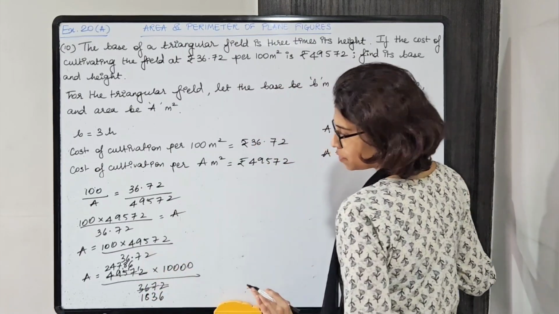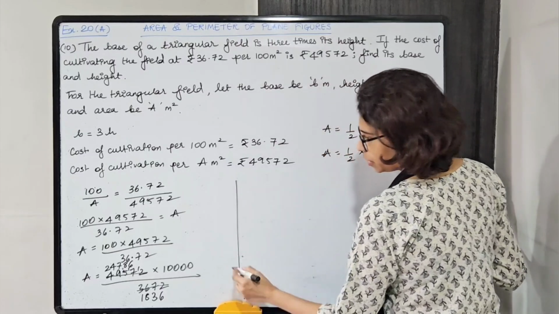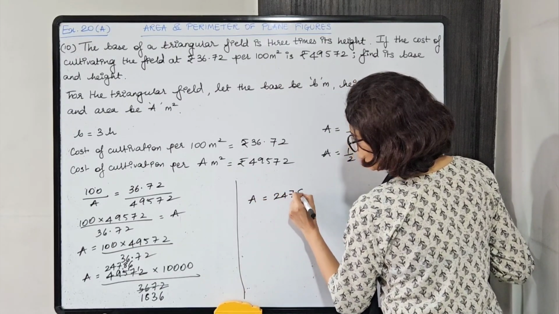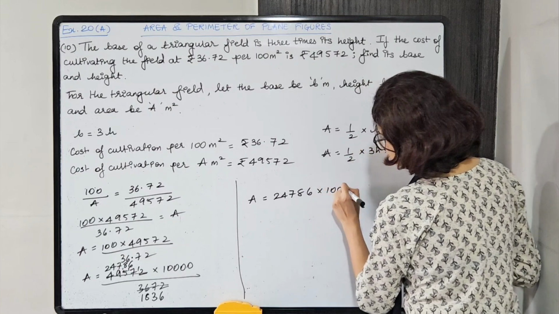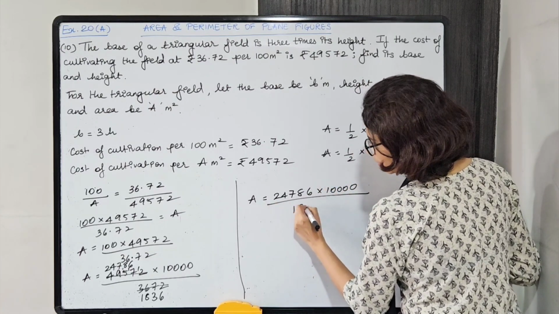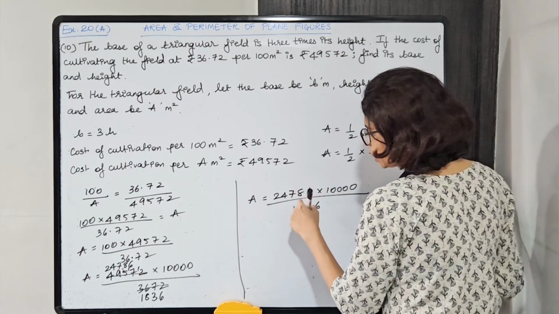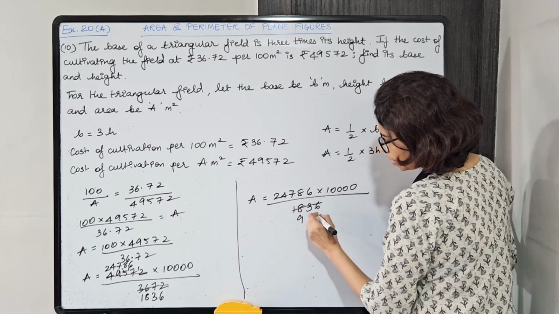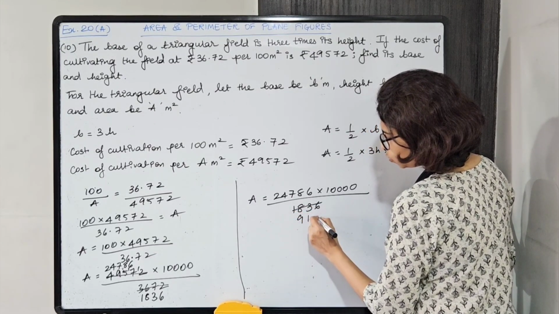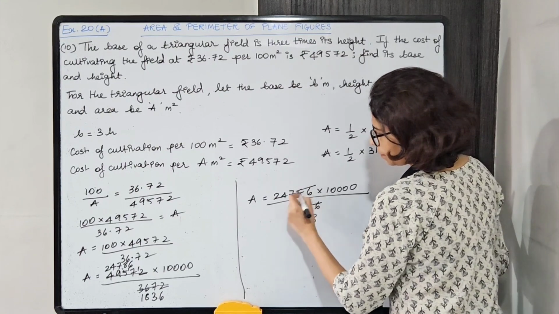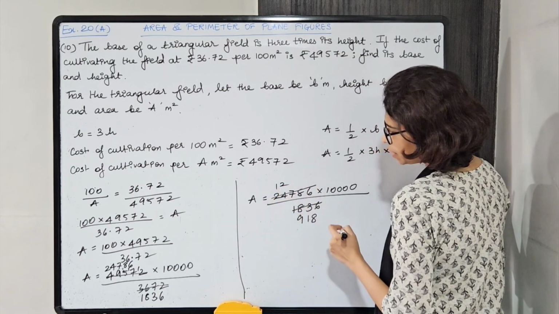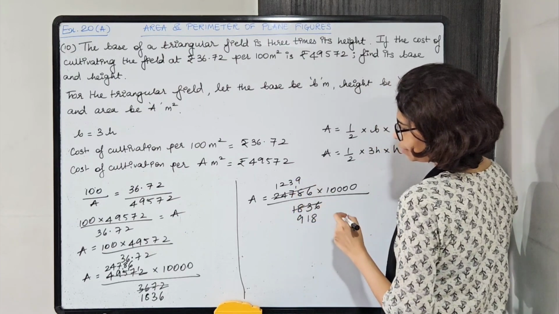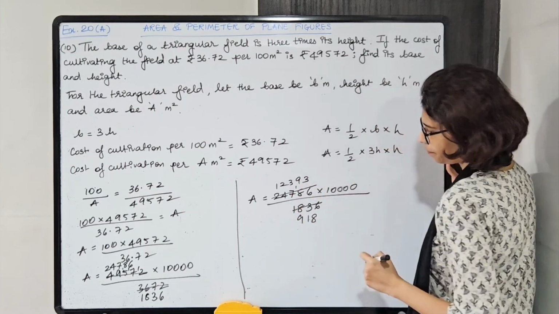दोनों numbers 2 से divisible है. So I'll solve over here students. There we don't have enough space. 24786 into 10,000 by 1836 है. Now let's divide further. 2 9s are 18, then 2 1s are 2 and 2 8s are 16. Okay, 2 12s are 24, 2 3s are 6, 2 9s are 18 and 2 3s are 6.